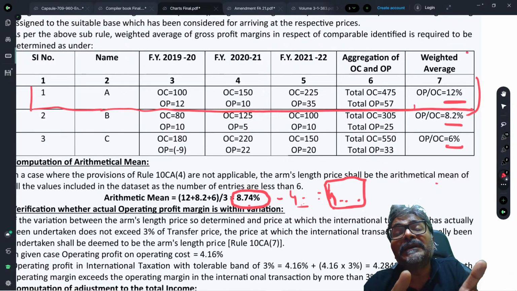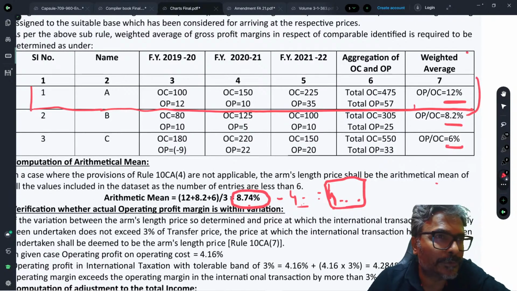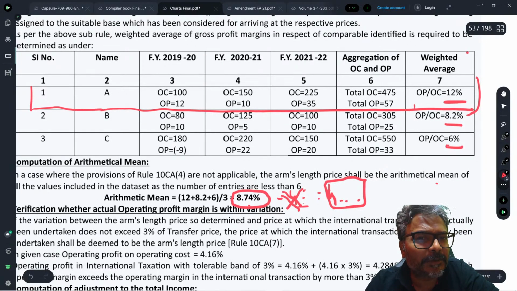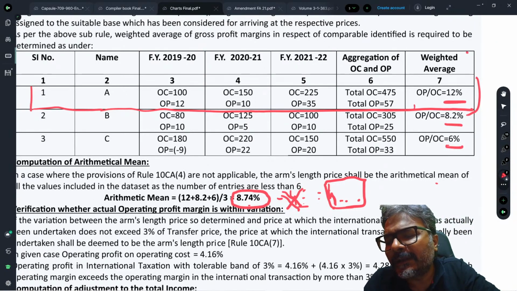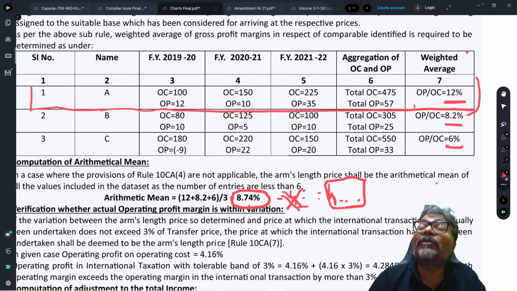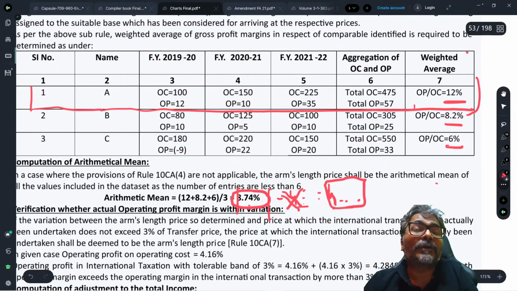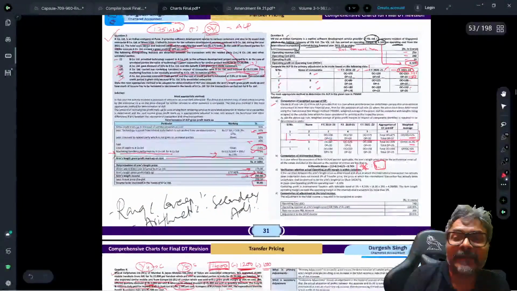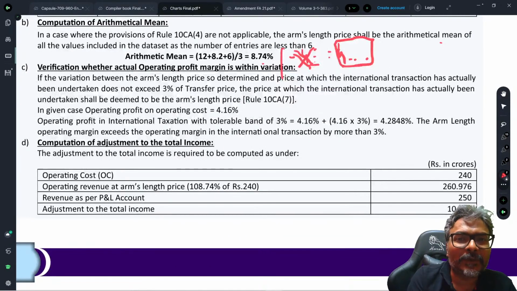But here I can see the difference is not 3%. It is more than that. The difference is huge, students. And that being the case, I will then reject the operating margin given to you in the international transaction, and I will recompute the ALP based on the margin which I have got, which is 8.74. So 8.74, students, is my final margin in this case. TNMM method is what I'm supposed to apply.